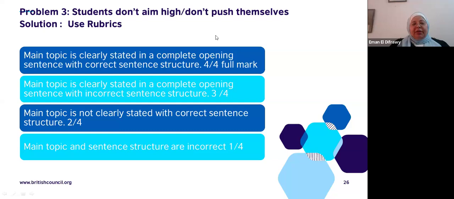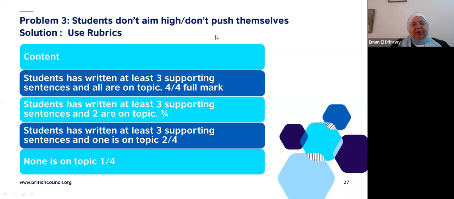What about the other criteria, like content, for example? So we are looking for 3 supporting sentences, for example. So if they have written 3 supporting sentences, then you could give them 4 out of 4. Students has written at least 3 supporting sentences and 2 are on topic. So it's very important that they write relevant ideas. Yeah. So it's not only about writing supporting sentences, all the supporting sentences has to be relevant.